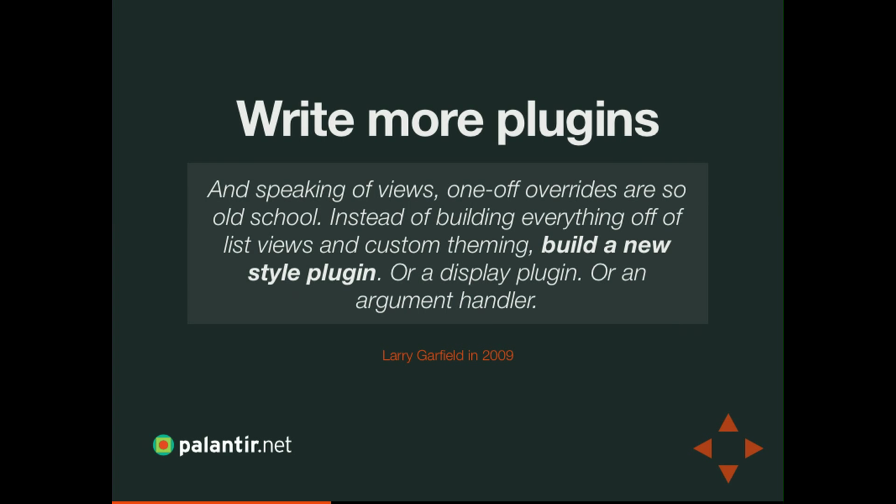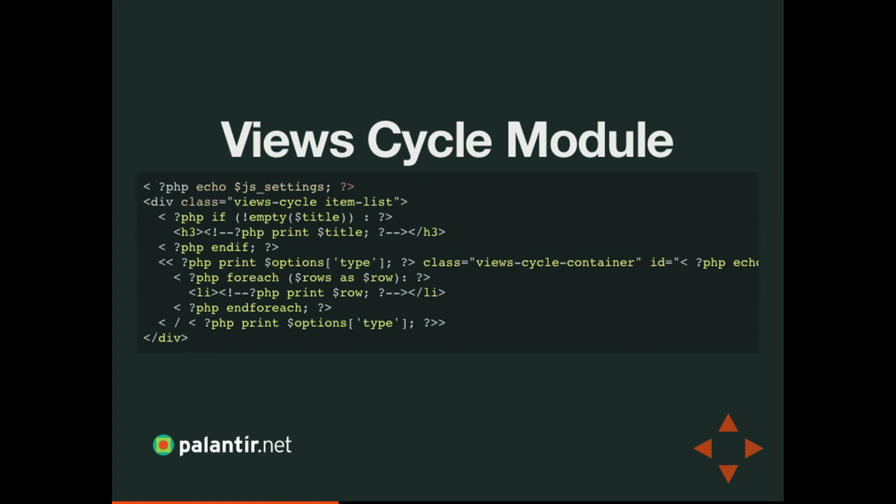And fields isn't the only place we can do this. We can do this in views module. You can write a style plugin, a row plugin, a display plugin, an argument handler. All of these programmatic ways of manipulating and controlling markup. Larry, like myself, like just about every Drupal developer at the time, wrote a views plugin to take the jQuery cycle plugin and connect it to views.